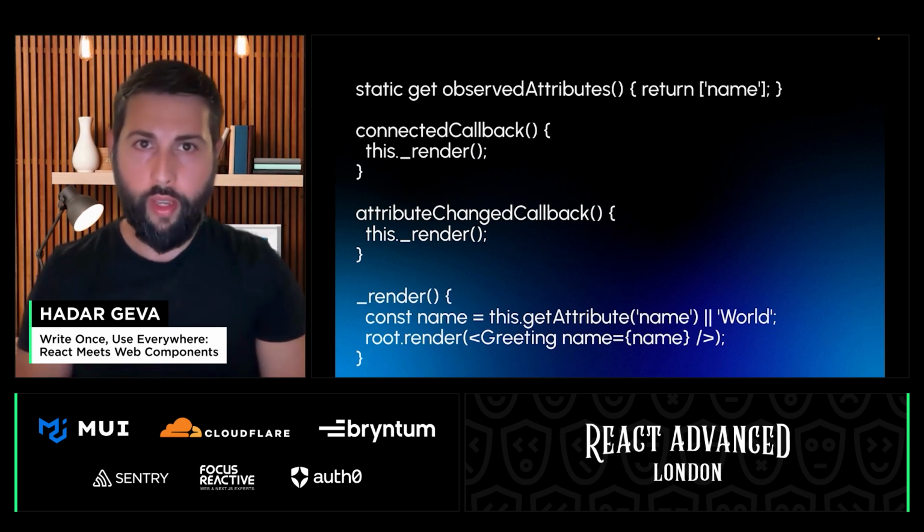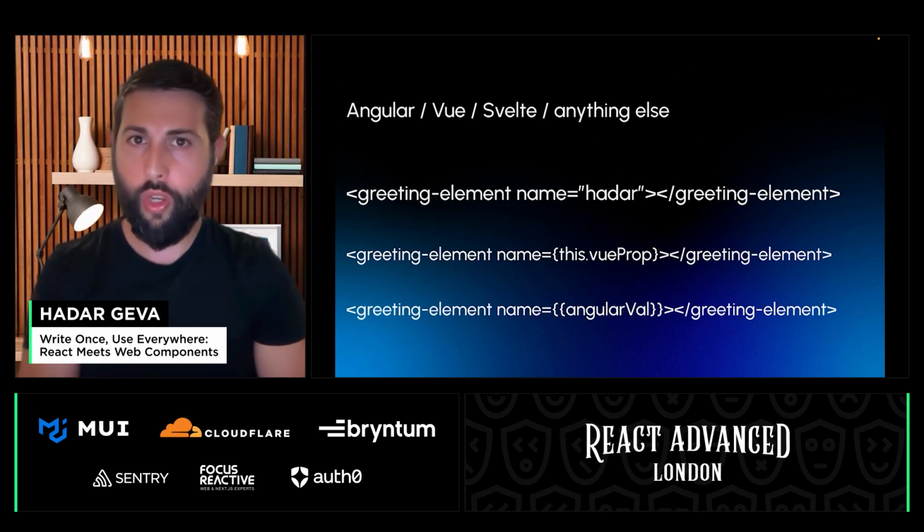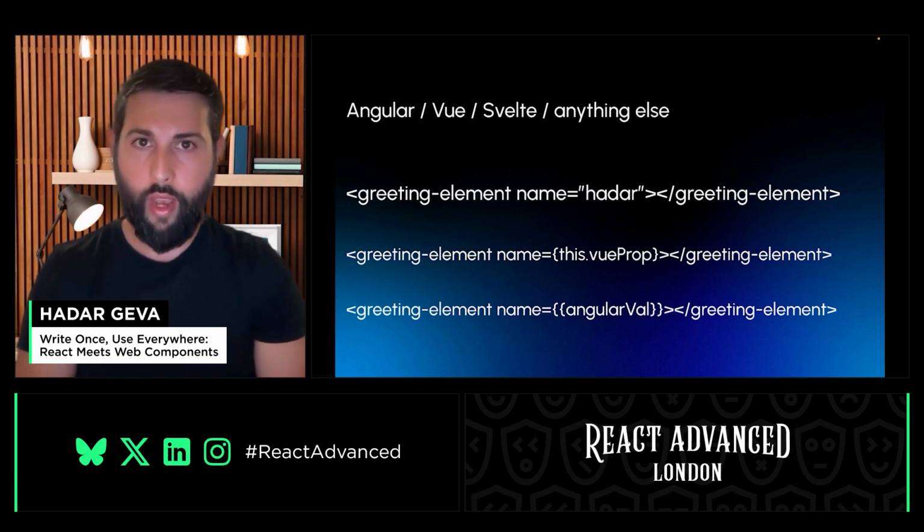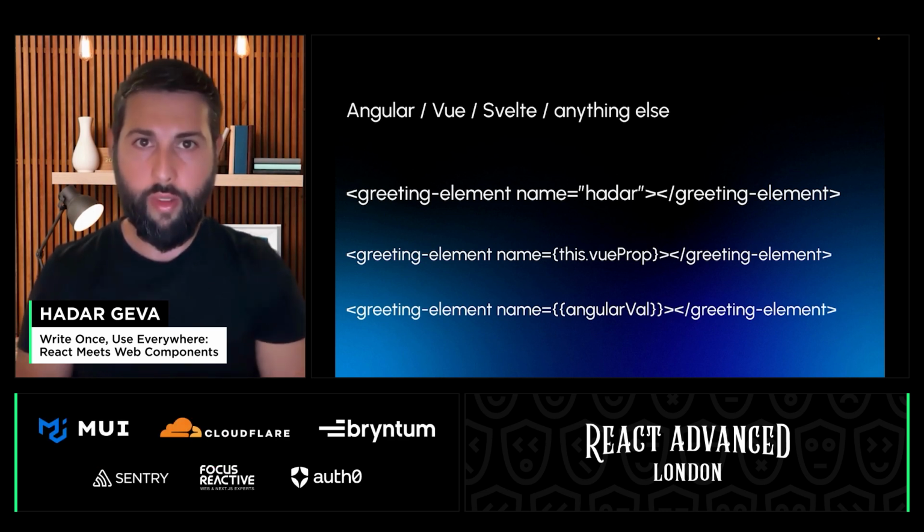Our web component can accept dynamic data from any framework. For example, in Vue, you can just bind a prop directly with name equals Vue prop. In Angular, you can just pass a variable in the Angular syntax. Even in plain HTML, you can just hardcode the name attribute. The web component acts as a universal bridge. React handles the rendering internally, but any framework or vanilla code can feed it data or even callbacks. That means a single React component can now work in multiple frameworks without rewriting it at all.